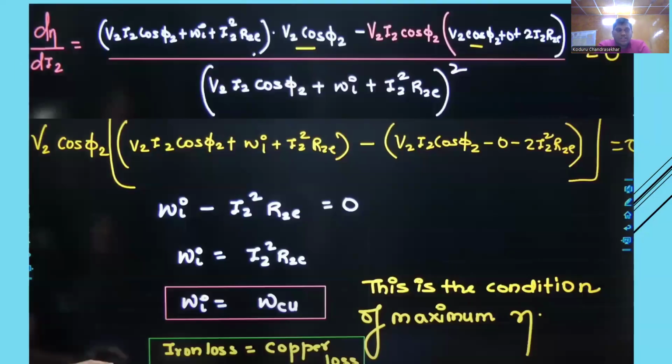So when we differentiate it with respect to I2, we use the U by V rule. The denominator is greater than 0, so we'll work out with the numerator only. So when we rearrange the terms in the numerator and we simplify, we get the iron losses minus I2 square into R2 ES, which is the copper losses, which is equal to 0. So we'll get the copper losses are equal to the iron losses, which is the condition for the maximum efficiency. We can also say that the variable losses are equal to the constant losses here.